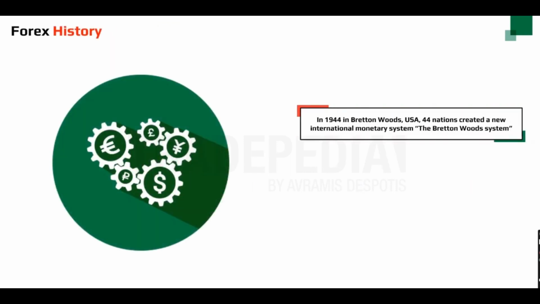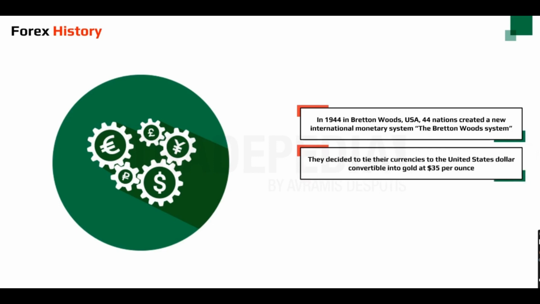In 1944, in Bretton Woods, New Hampshire, USA, 44 of the world's leading nations created a new international monetary system that became known as the Bretton Woods system. According to this new system, countries decided to tie their currencies to the United States dollar, convertible into gold, at the price of $35 per ounce.